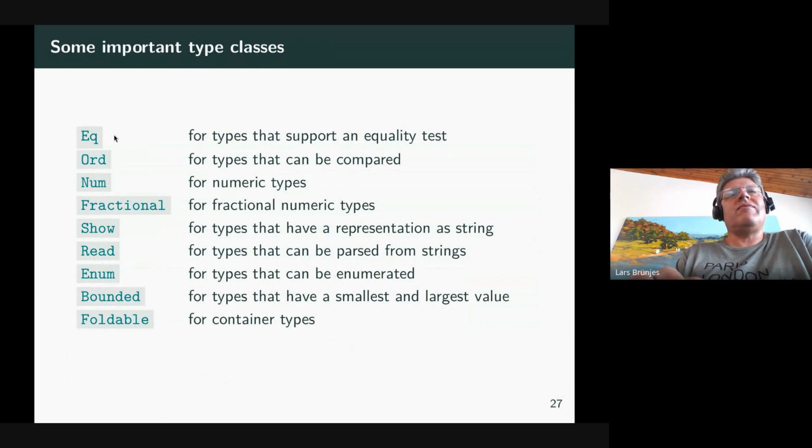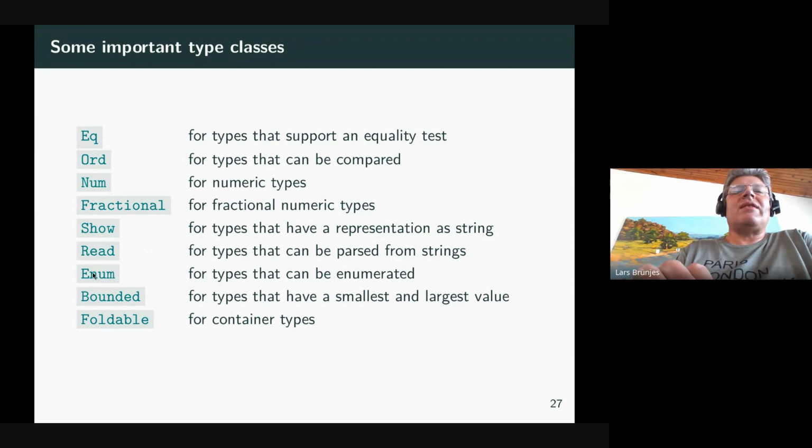So Eq to compare for equality, Ord to compare by size, Num for numeric types, Fractional for numeric types that you can divide by each other, Show for types that have a string representation, so you can show them in the REPL in particular. Read is the opposite, so you can parse. If you want keyboard input, for example to read an Int from the keyboard, you can do this because Int is an instance of the Read class and knows how to parse a string to a number.